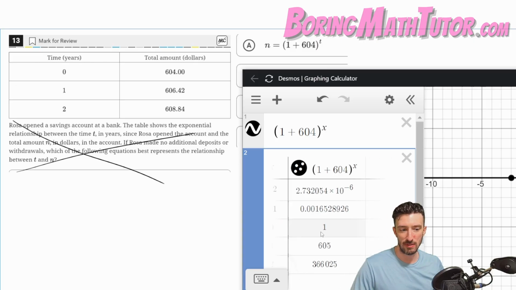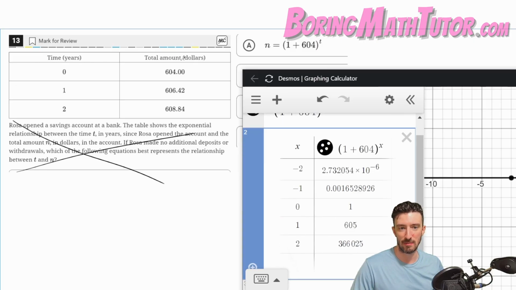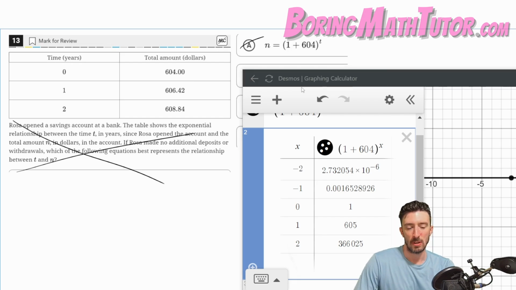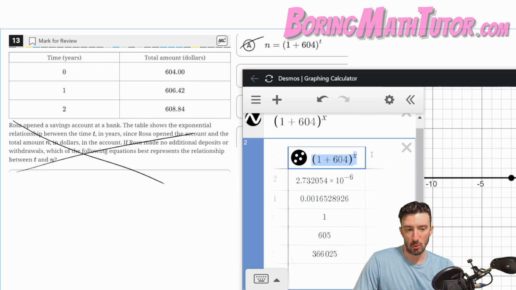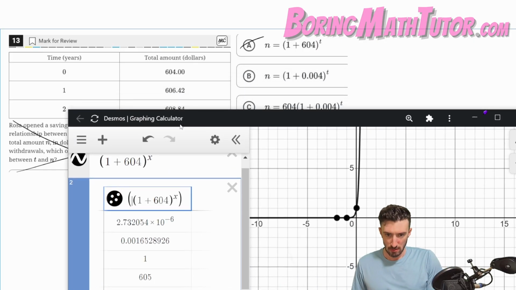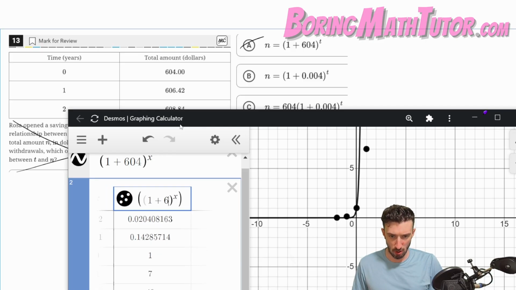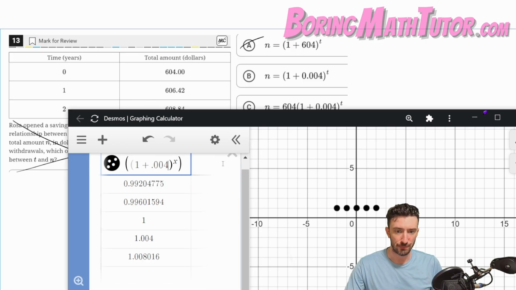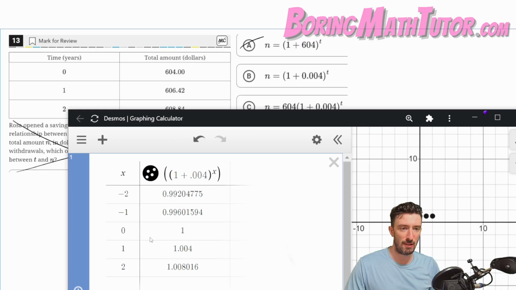But those numbers are definitely not matching up with what the table is. So the answer is definitely not A. Okay, so now I go here and I'm going to type B. So I'll put 1 plus 0.004, and that's raised to the x. Now, is that getting me the numbers that I want? No. 0 is supposed to go to 604.